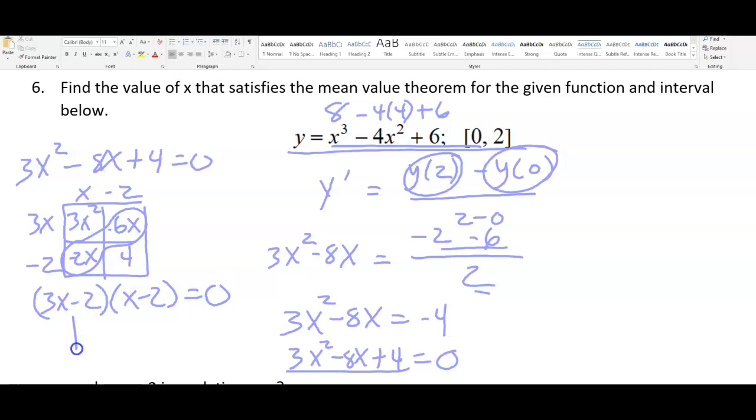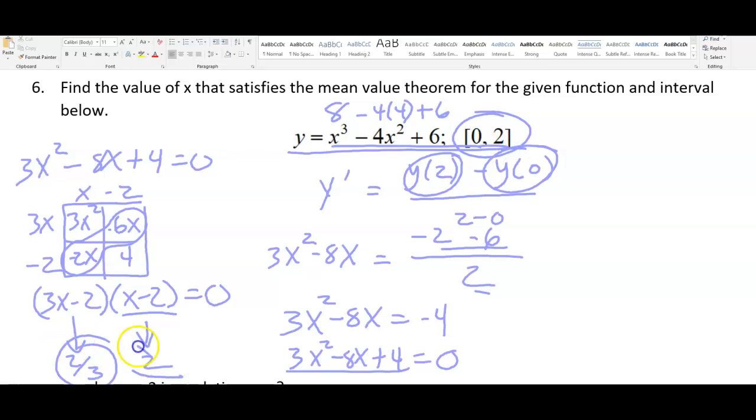If you set this one equal to 0, you're going to get 2/3. If you set this one equal to 0, you're going to get 2. Now, we only want the one that's on this interval. Now, they're both on the interval technically, but we don't want one of them, so I'll explain why. First of all, 2/3 is a shoo-in. It's in between 0 and 2.